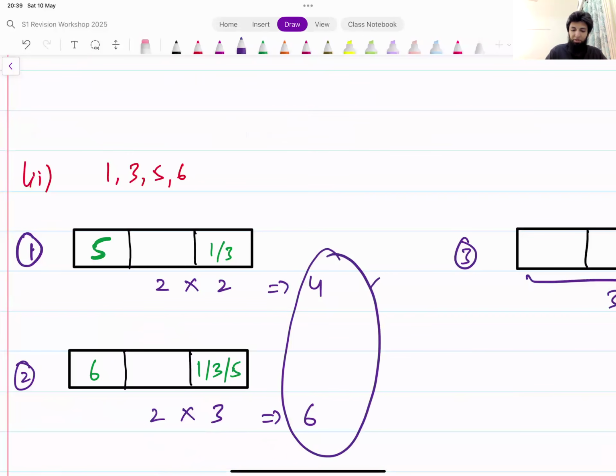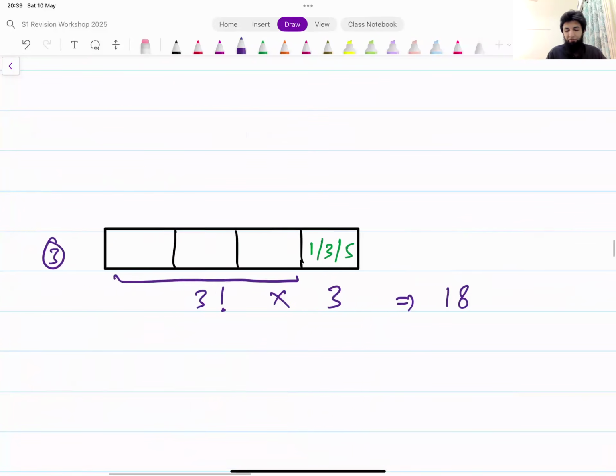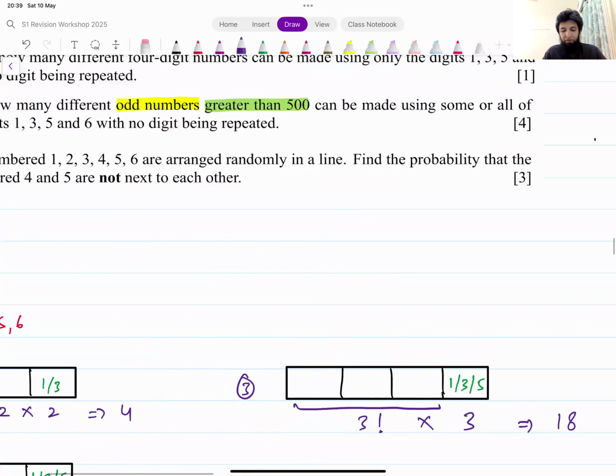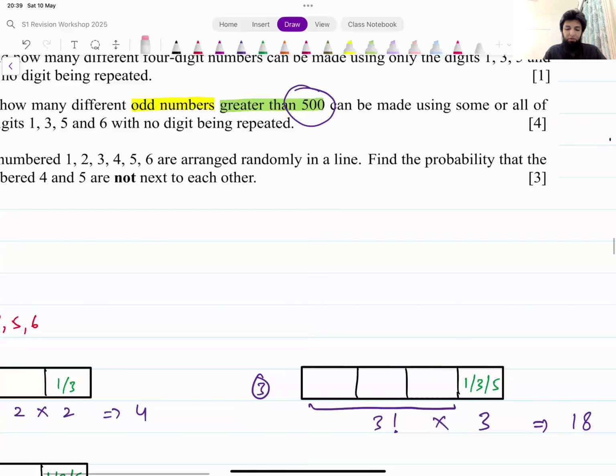And the third possible case would be that you have a 4-digit number. If it's a 4-digit number, that's necessarily going to be greater than 500, right? It will always be greater than 500. So there's no condition on the first digit then. The only condition is on the last digit. The last digit could either be 1, 3, or 5. We've got 3 ways of filling that.